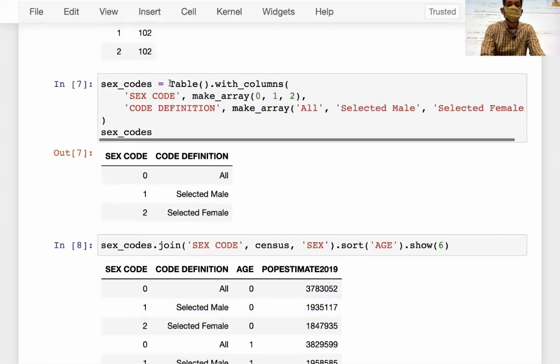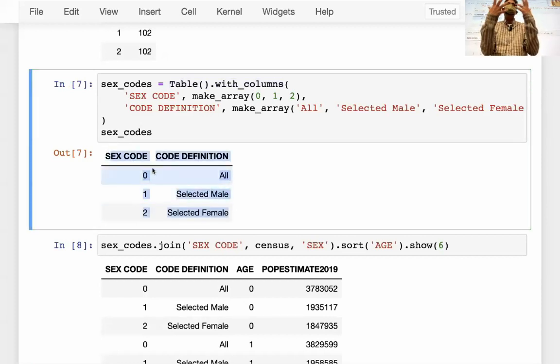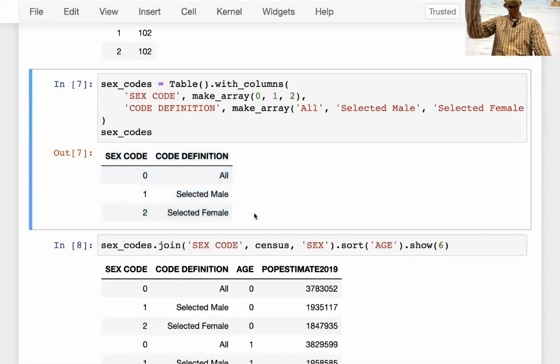This started with an empty table. So when you start with an empty table, you can't group it, you can't join it, you can't really do anything with it except for add rows or columns. So that's why we used with columns here, was just to build this little tiny table, which has no data in it. It doesn't tell you anything about the world. It's just really a description of what these different codes meant in the census.